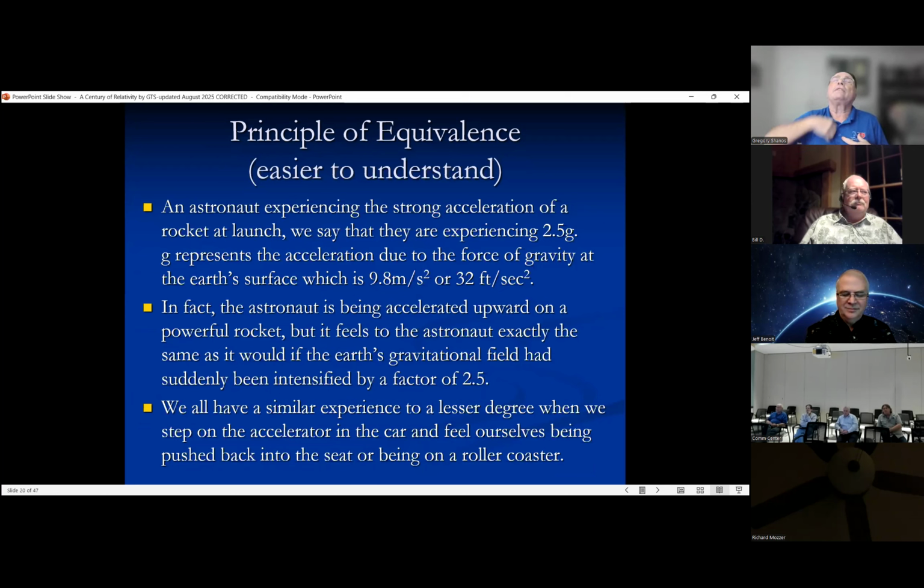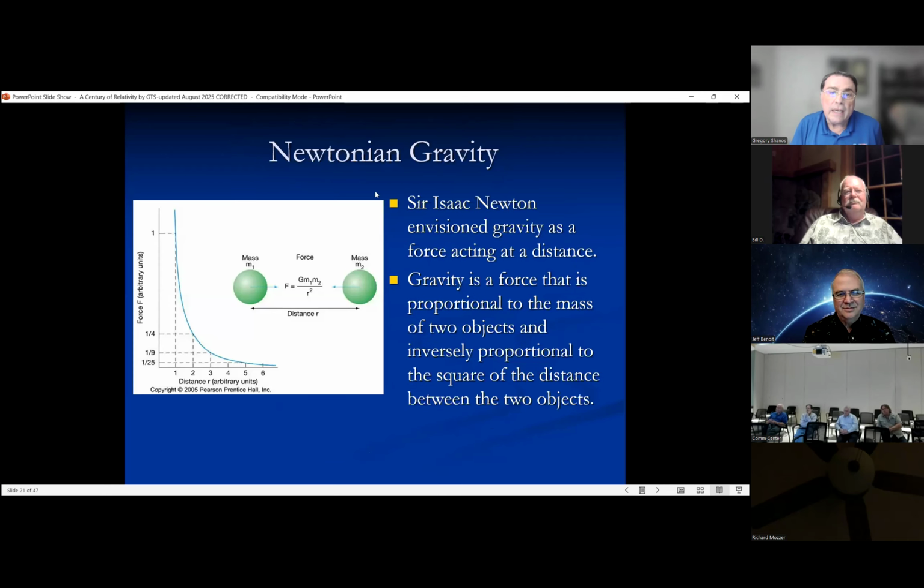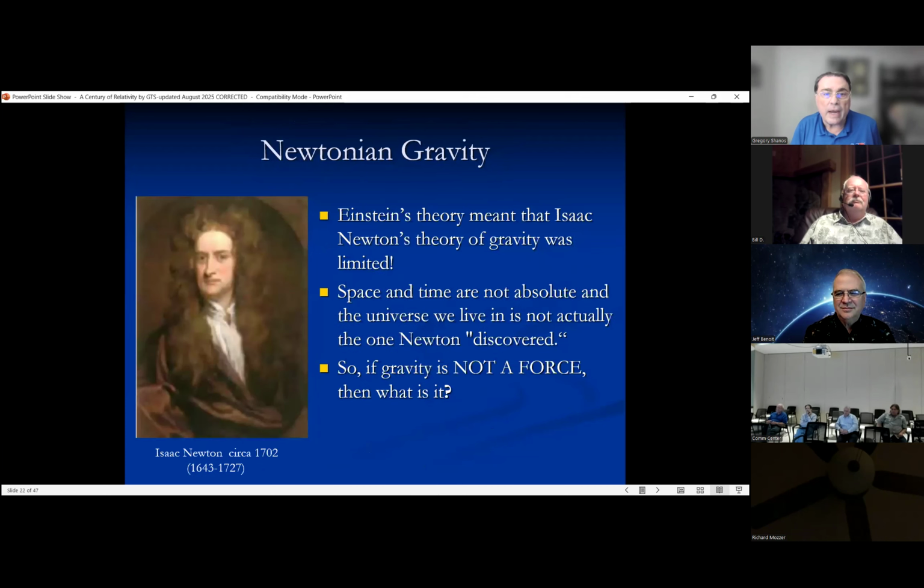That's why your chest and you scream to let the air out and equalize everything. But you know, that's the idea that acceleration and gravity are one and the same thing. Okay, that's the cornerstone of the principle of equivalence. Now, Newtonian gravity, you've seen this in high school. Mass is directly proportional to the mass and inversely proportional to the square of the distance. That's the way Newton thought of gravity.